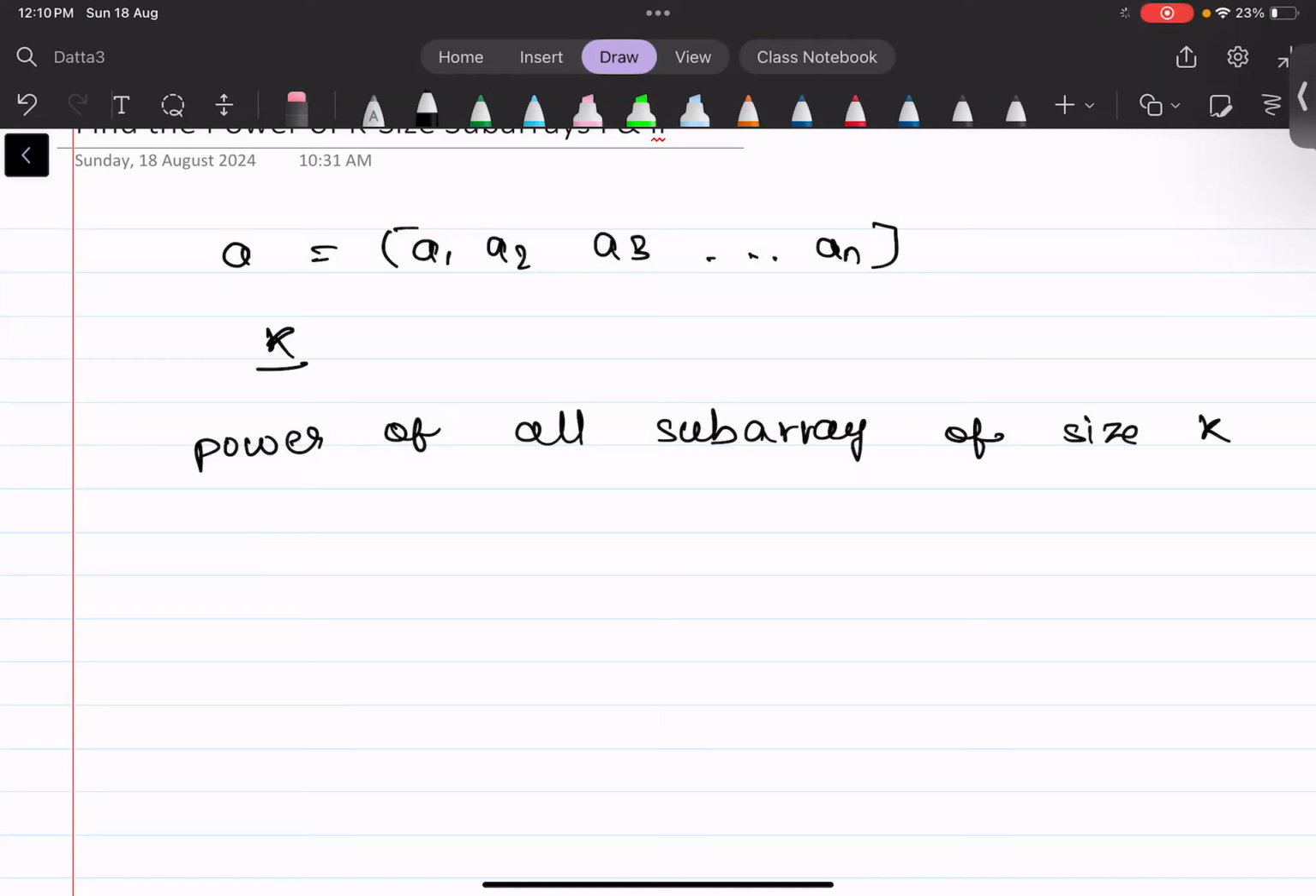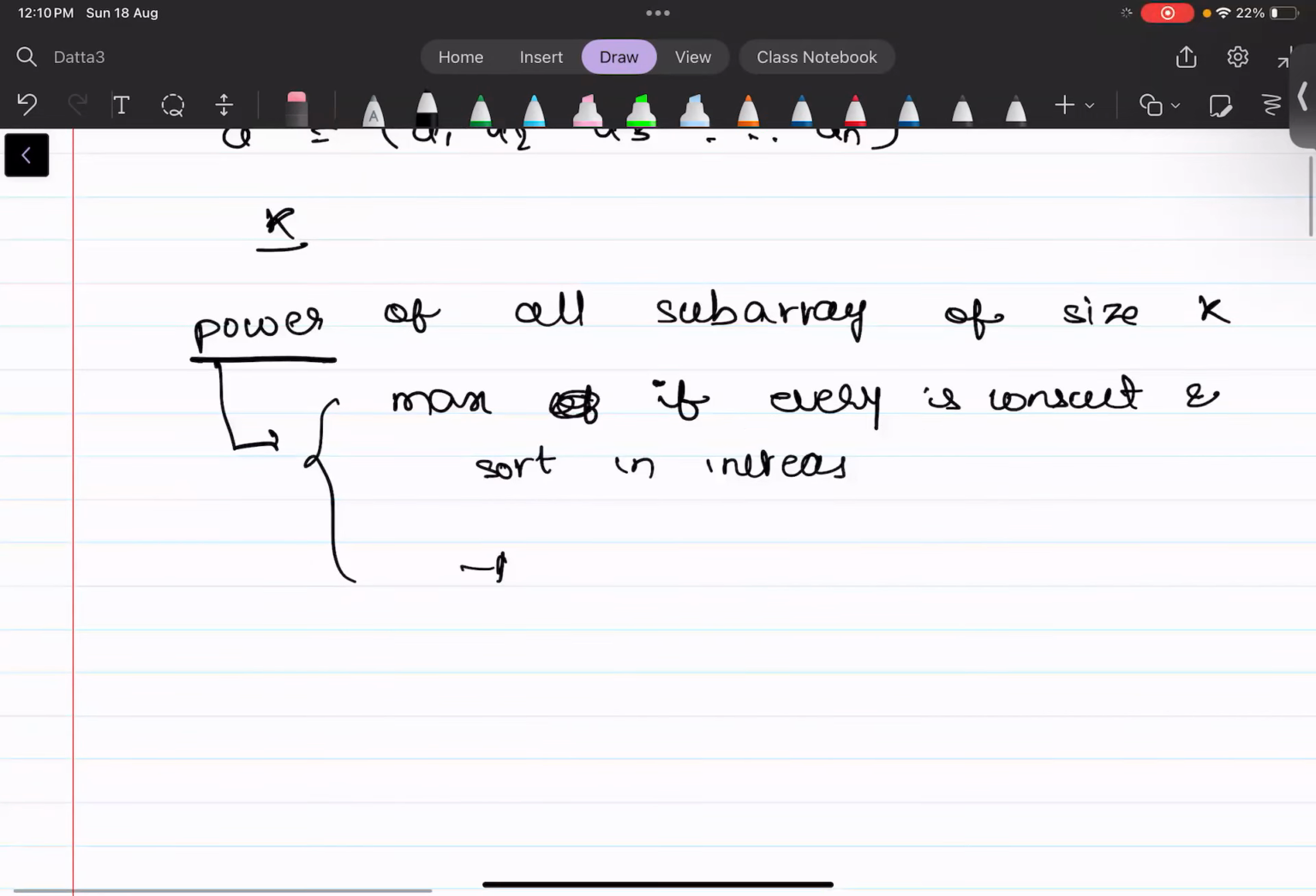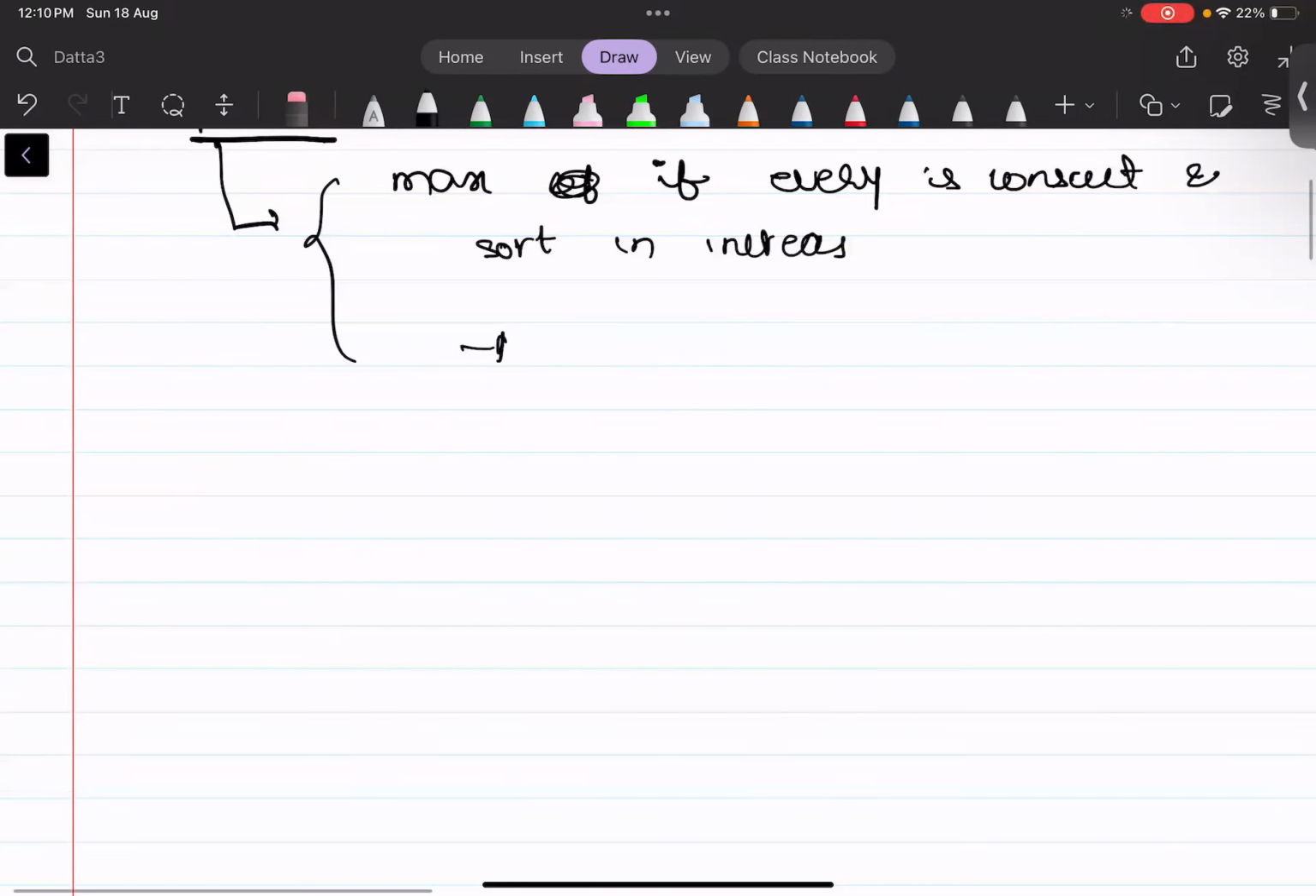Now, what is power? Power is nothing but the maximum element if every element is consecutive and sorted in increasing order. Else power will be -1. Now let's take an example to understand it.